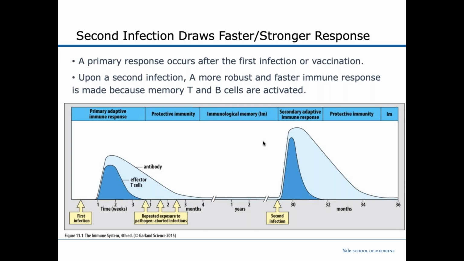So why is that protective? Well, we have a little schematic here of the levels of effector T cells, the killer T cells, and antibody after a first infection over time. Now, if we get reinfected a second time, where it says second infection several years later, the response is more robust and faster. And that's because we have the memory T and B cells, which are rapidly activated, and there are many more of them very quickly. And then we also have these protective antibodies.